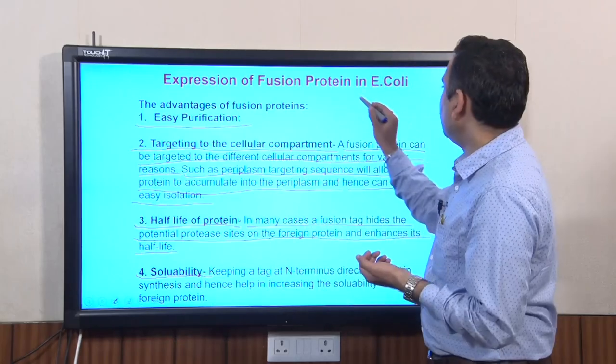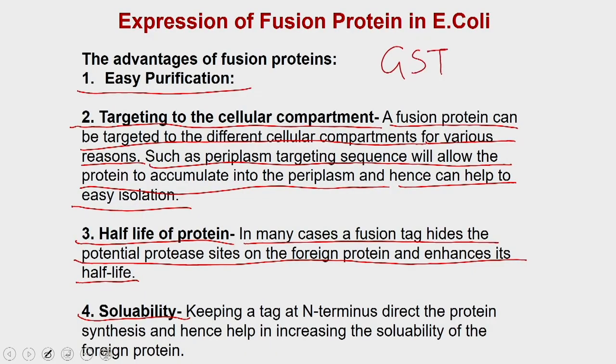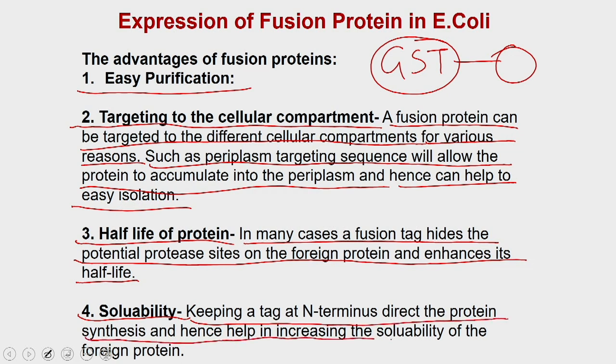For example, if you put GST as a fusion tag at the N terminus, GST is a cytosolic protein, and it is very, very soluble in the E. coli system. Once you generate a chimeric protein with it, since GST is very soluble, it gives that solubility parameter to your protein also, and as a result the whole chimeric protein becomes more soluble. So, keeping the tag at the N terminus directs the protein synthesis and hence helps in increasing the solubility of the foreign protein.